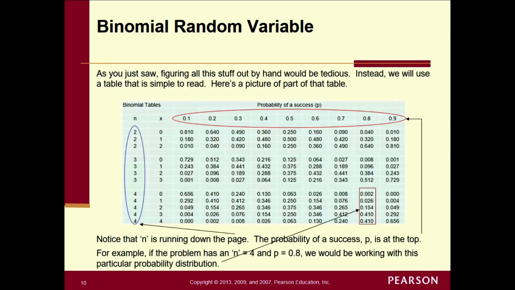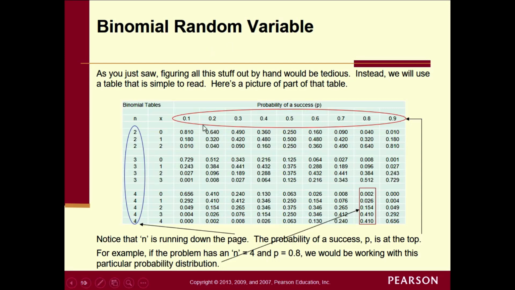So what are we going to do? Well, we're going to use tables to figure this out. As you just saw, figuring out all this stuff by hand would be tedious. So instead we will use a table that is simple to read, and here's a picture of part of that table. Notice that n is running down the side of the page, separated into parts. We have n of 2, n of 3, n of 4, and so on. The full table goes all the way up to 20.